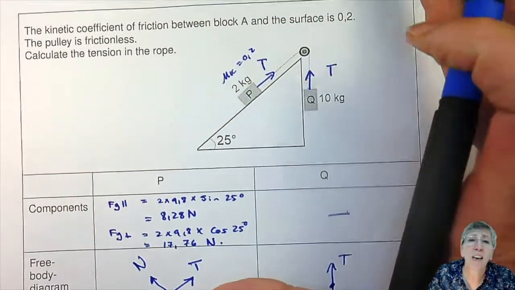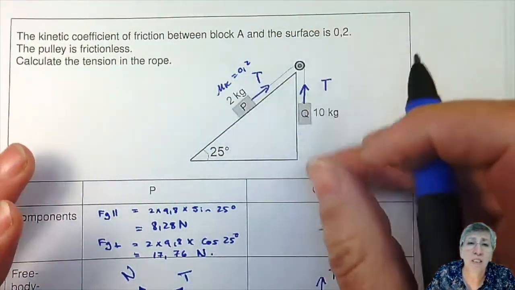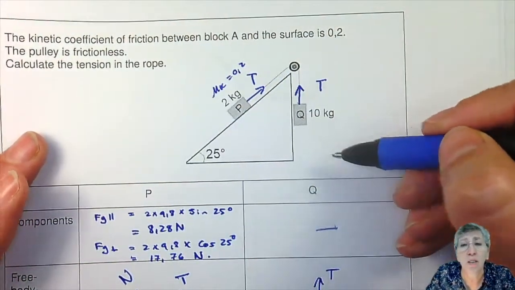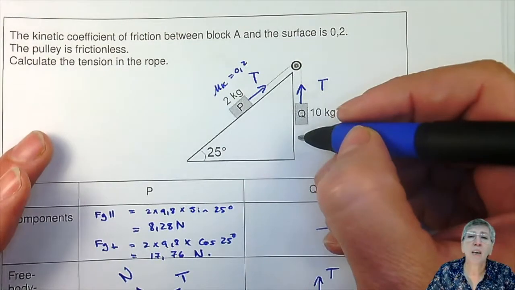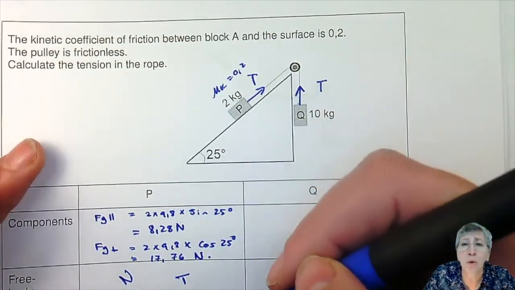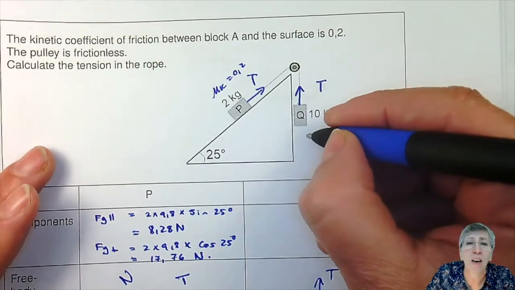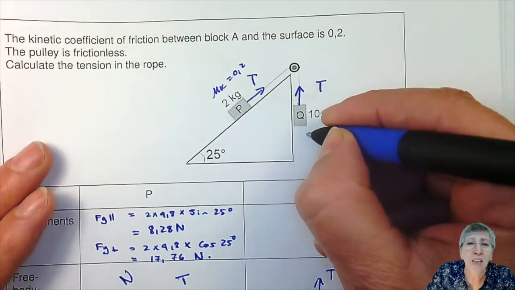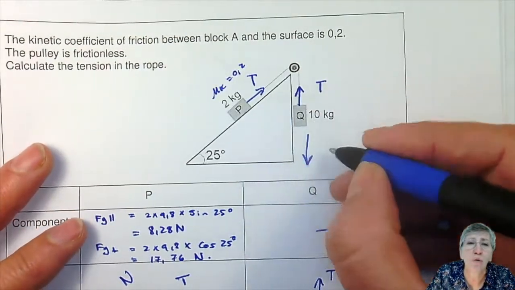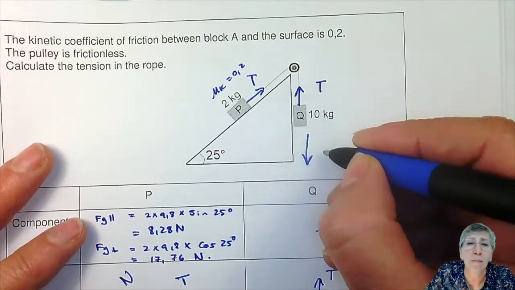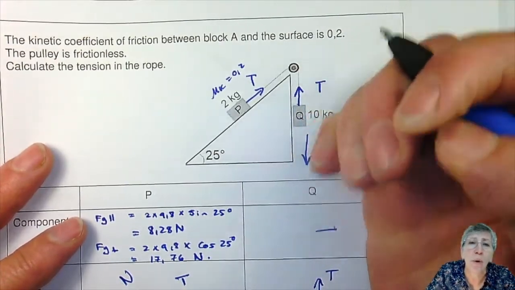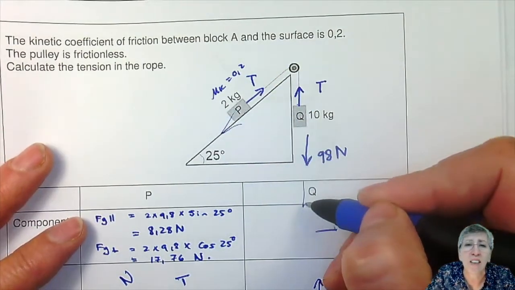Now before that I need to know in which direction is this thing moving. Is it moving in that direction or is it moving in this direction? So let's just look at it. We can ignore friction at this stage because friction can't make something move. It's always opposing movement. So here what's pulling it down is actually the gravitational force on this one, and that will be 10 times 9.8. So you have 98 newtons pulling this whole system in this direction.